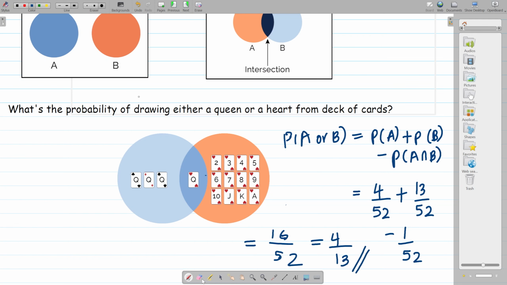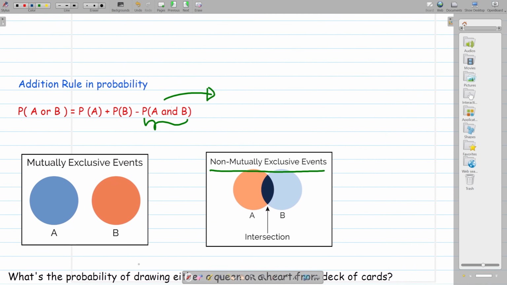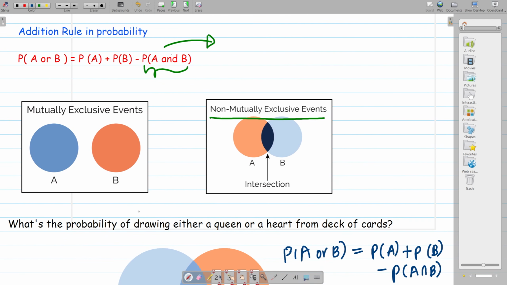It's easy, right? What you have to do is just understand the concept and imagine the cards, and you can even draw it in whichever way you like, and keep the addition rule in your mind, and make sure that you use the proper addition rule when it comes to mutually exclusive events and non-mutually exclusive events where you can see an intersection. Okay, thank you very much, and let's meet in another video.